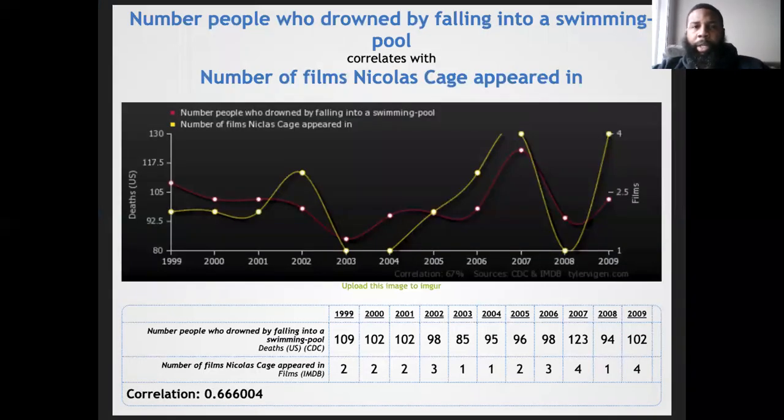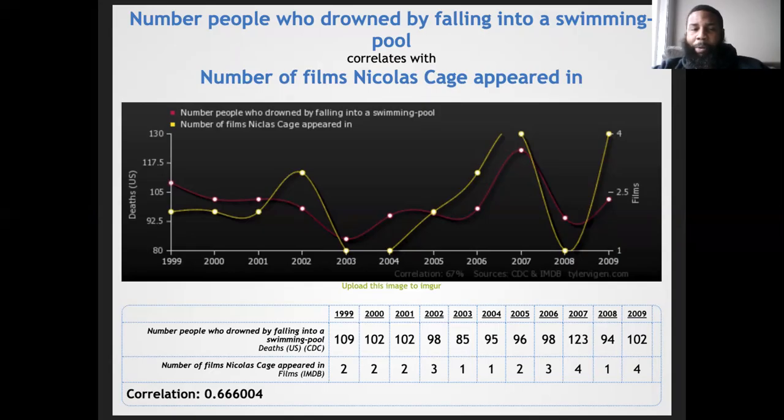So let's take a look at this, right? So the number of people who drowned by falling in a swimming pool versus the number of films that Nick Cage appeared in, right? So it seems to be the case that there's a correlation of about 0.6. To give you a sense, 0.6 is a fairly moderate, going towards strong correlation. Now remember, 1 means that it's a strong, perfect correlation, right? 0.6 correlation means that for some reason, when Nick Cage appears in a lot of movies, more people drown.